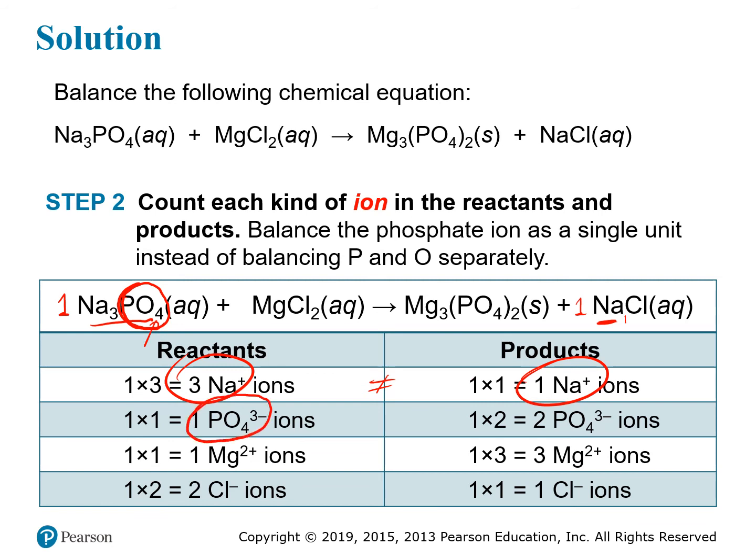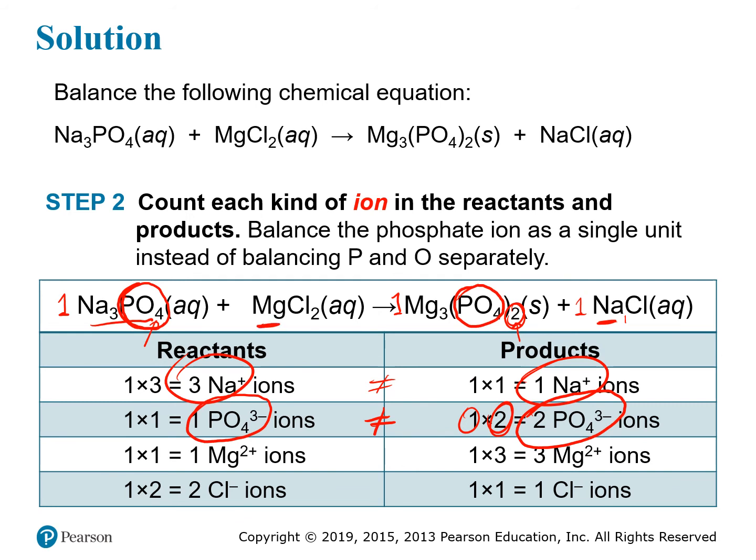On the right-hand side, we have the phosphate here, and it's in parentheses. The number outside the parentheses indicates how many of those we have. So we actually have 2 phosphates in each unit of magnesium phosphate. We only have 1 unit of magnesium phosphate, but this 2 subscript is here. So 1 times 2 tells us that we have 2 phosphate ions. Again, not balanced.